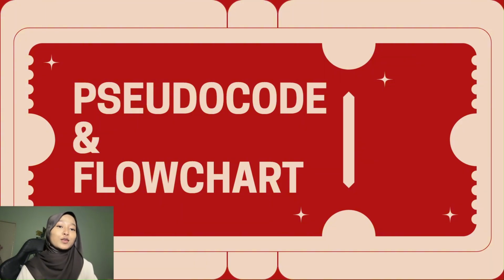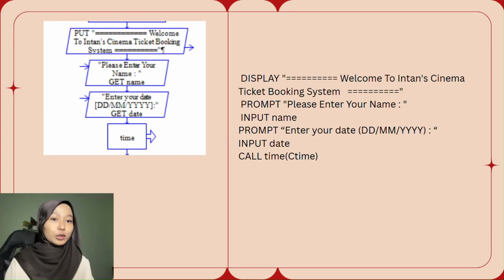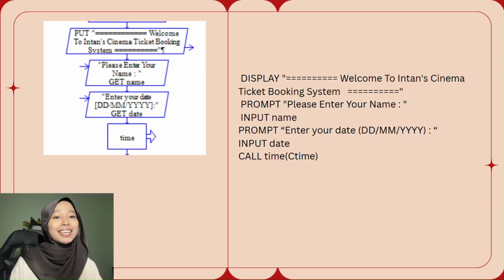Let me walk you through our pseudocode and flowchart. First of all, in this main module, we declare all the variables that we're going to use in the system. After that, we have a welcome message, which is welcome to Intern Cinema ticket booking system. First, we're going to ask the user to input their name and choose the date that they prefer. After that, we call the time module.